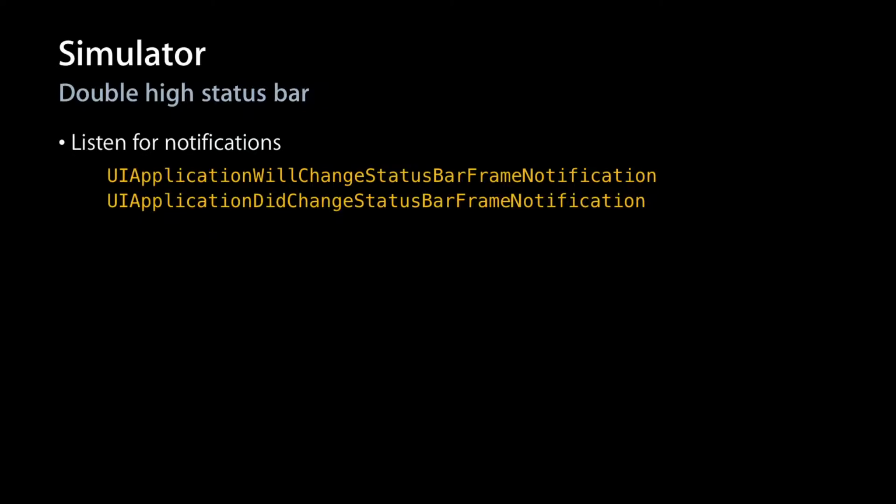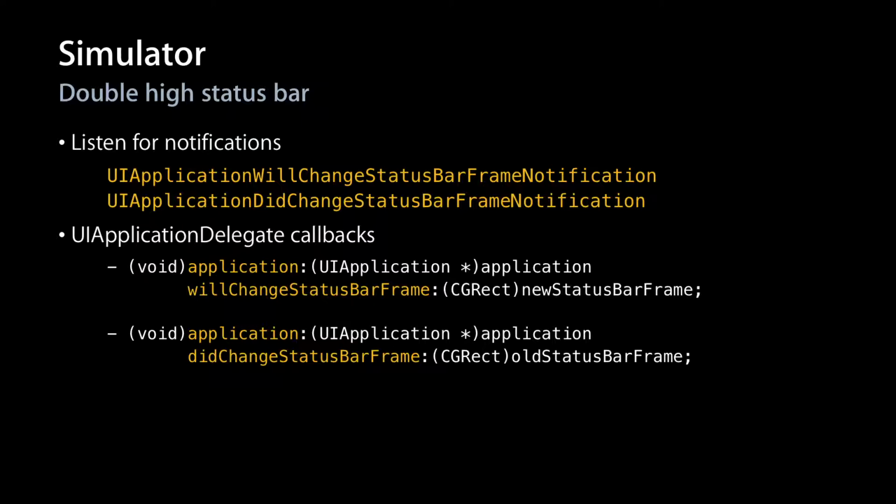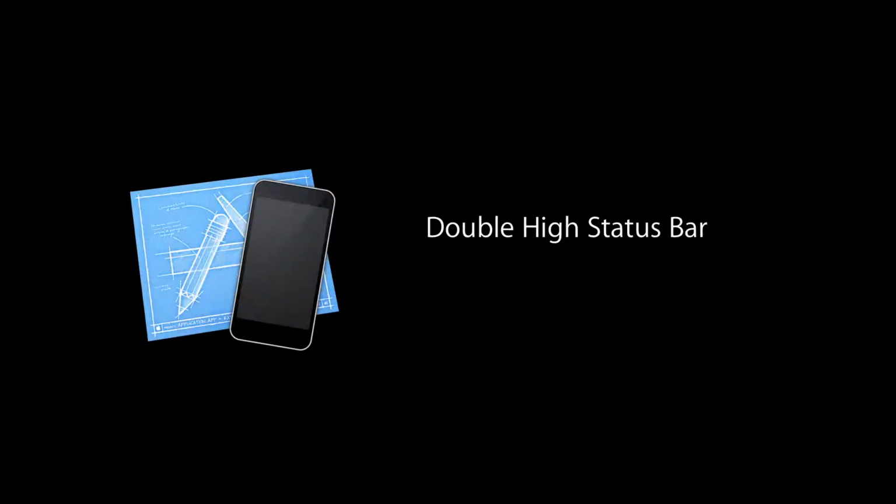So how you determine this is happening in code: there are a couple of ways. You can pick up a notification; there's a will change status bar frame and a did change status bar frame notification. You can pick that up in view controllers, and then just adjust your layout to accommodate that extra height. The app delegate is also told directly when this happens, so you can pick it up from there as well. There's application will and did change status bar frame. So that's an example where you can use the simulator to identify a problem and then apply some polish to it. That's the double high status bar.